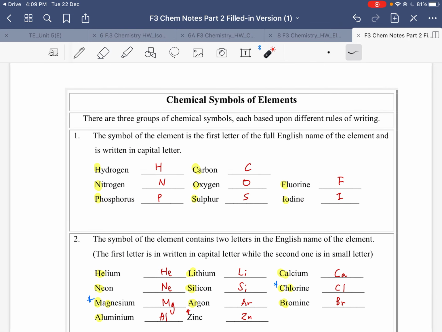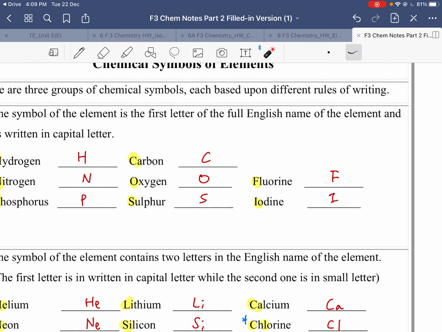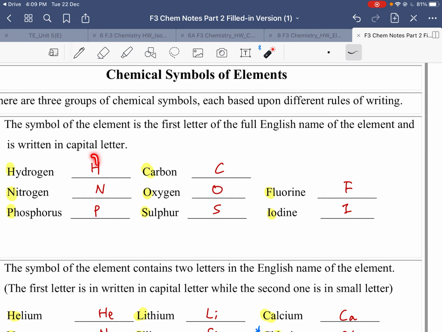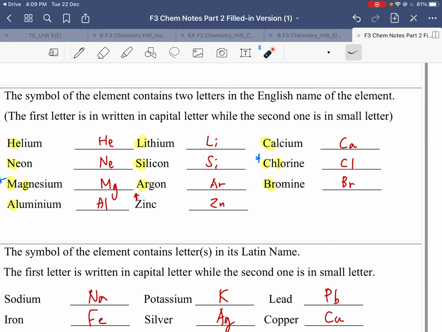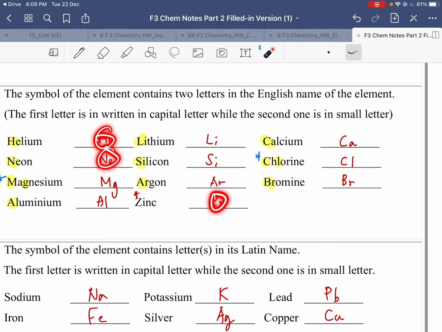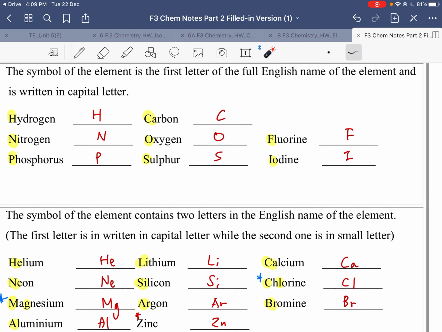For the symbols, girls, for non-metals, usually one letter. For metals, usually two letters, except for noble gases. And I told you, 乜乜 lium 乜乜 lium 嗰啲通常都係 metal 嚟嘅。乜乜 gon 乜乜 gon, 乜乜 rin 乜乜 rin, 乜乜 jun 乜乜 jun 嗰啲通常都係 gases 嚟嘅。But again, not always true.